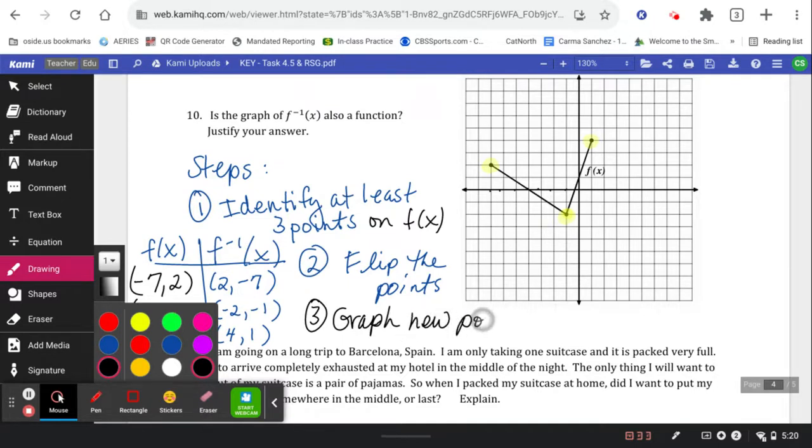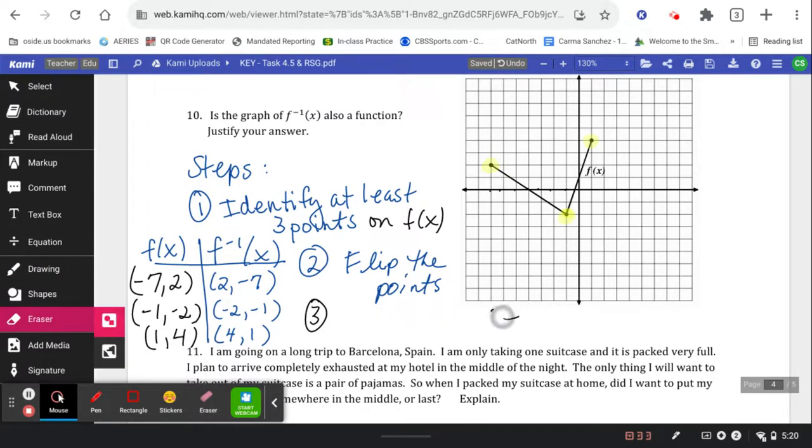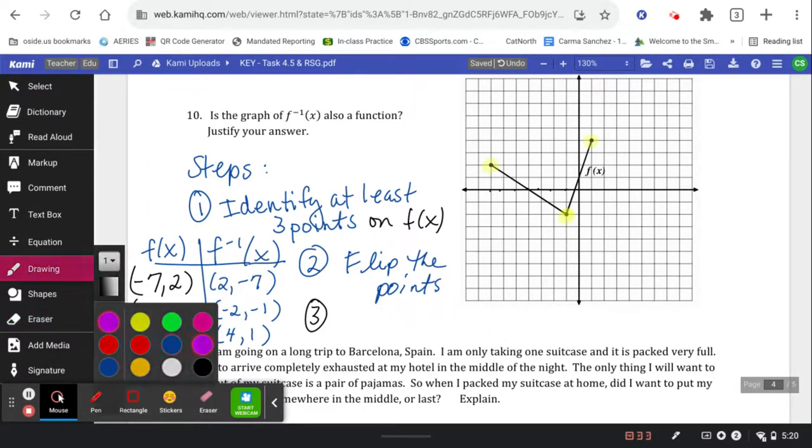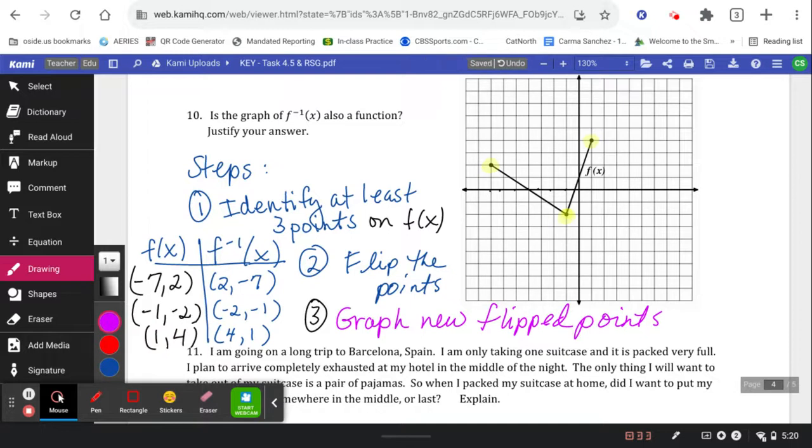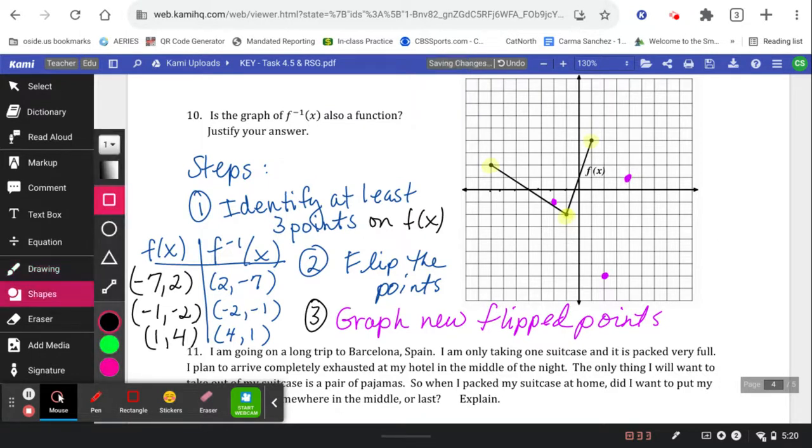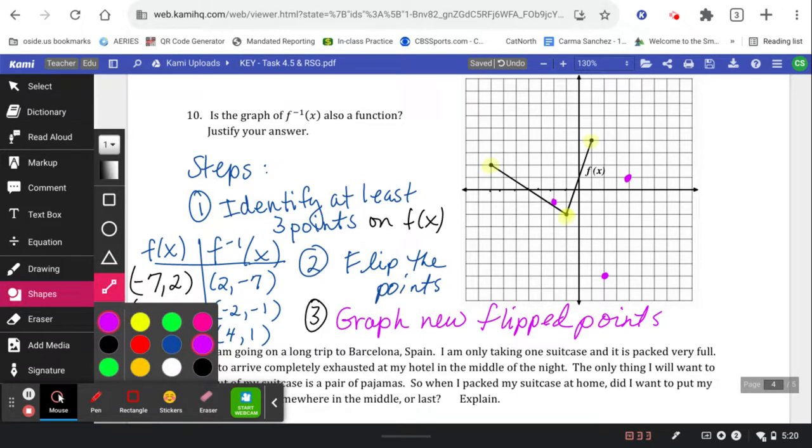Step 3, graph the new points. Okay, actually, I'm going to choose a different color for this. Let's go pink to make our new graph pink. No, let's go purple. The new flipped points. Okay, so my new dot, 2, negative 7, is going to go right 2, down 7. All right, my other dot is at back 2, down 1. And then my other one is at 4, 1. Okay. Now you just connect those lines. And that's my inverse function. Kind of cool looking, right?